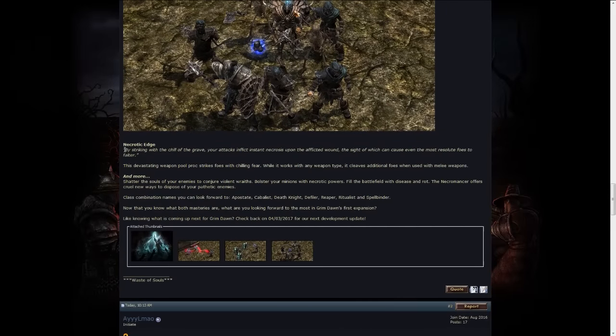By striking with the Chill of the Grave, your attacks inflict instant necrosis upon the afflicted wound, the sight of which can cause even the most resolute foes to falter.